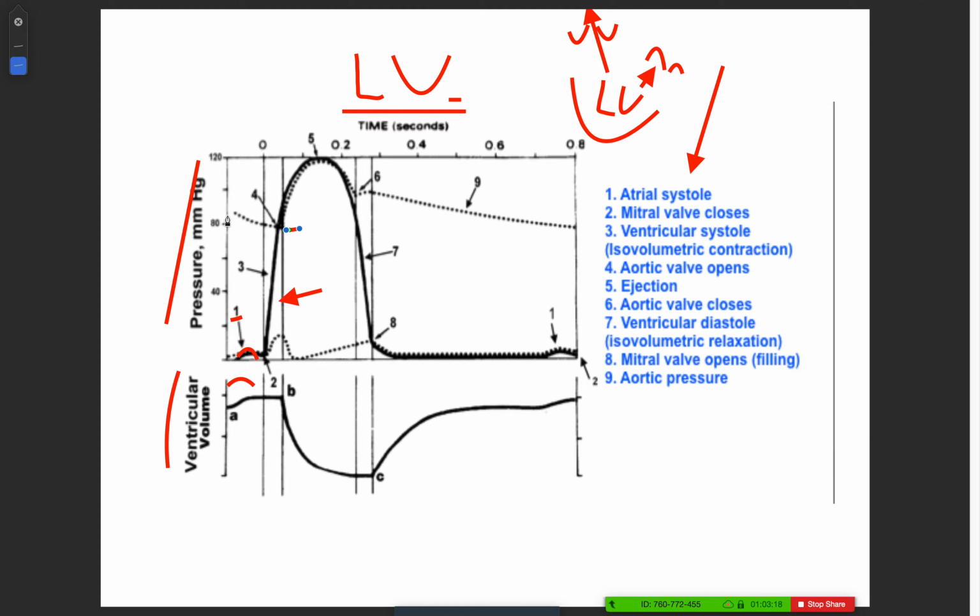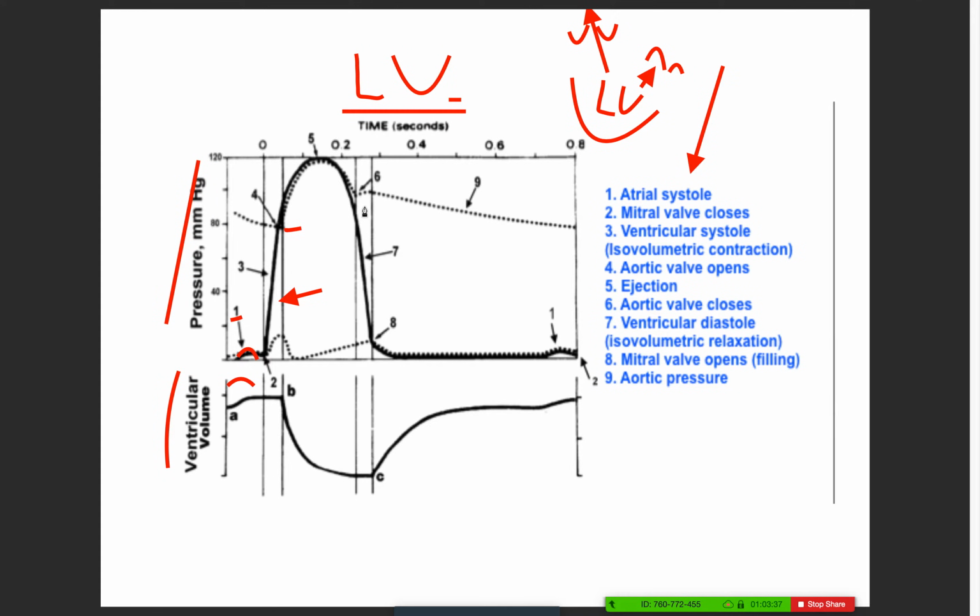So this dotted line that you see is that aortic pressure. Once these two lines meet, you can see that they start to move together. Why? Because the pressure being generated by the left ventricle is greater than whatever pressure is generated just by the aorta itself. So these two are going to travel together until number 6.